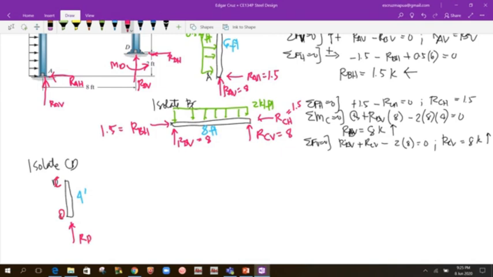So we have RD vertical, tapos yung RDH to kaliwa, RDH. Okay, tapos yung moment na inassume natin, which is moment at D. Tapos sa kabila naman, meron tayong base from BC, isolate member BC. Yung RCH natin, kaliwa dito, diba? Kaliwa dito. So pagdating dito, magiging kanan.